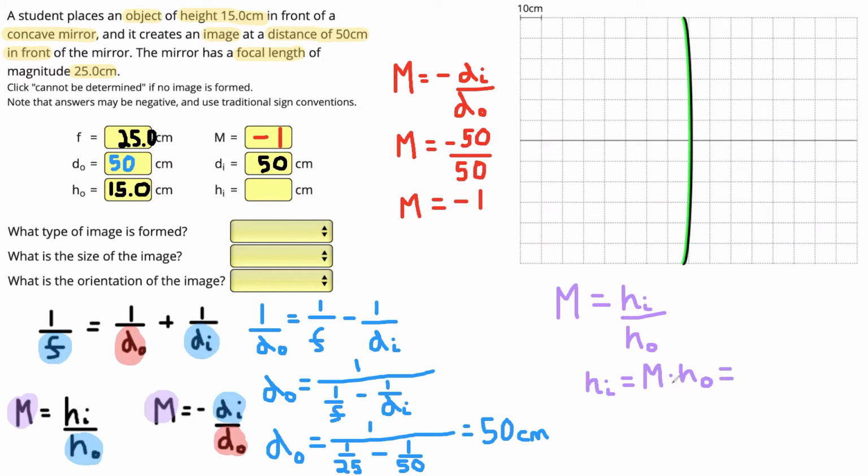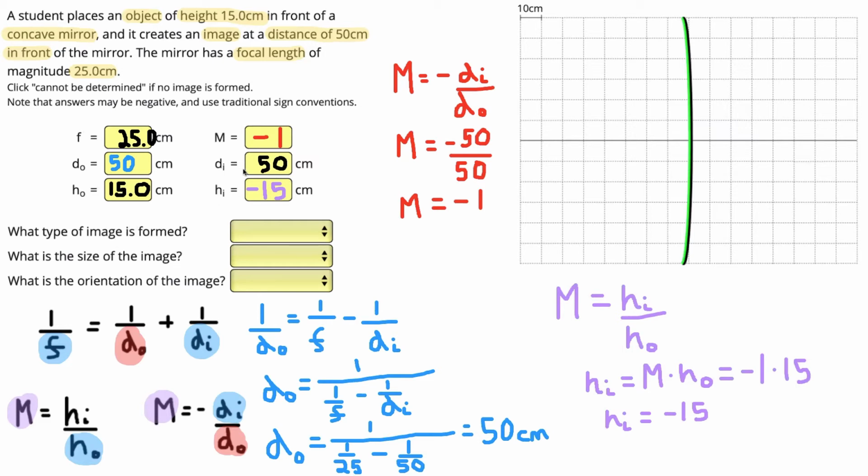Then we can put in our numbers. Magnification is -1. Height of the object was 15 centimeters from the question. So that's going to get me an answer for the height of the image of -15 centimeters. So I can fill that in my work table there. Okay, great. We found all our missing variables. Final thing to do is answer these 3 questions.